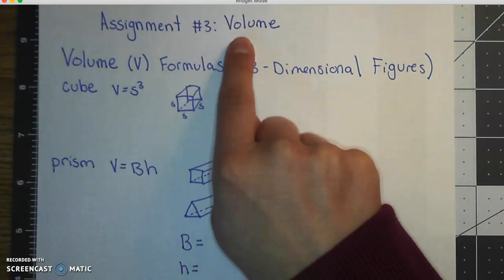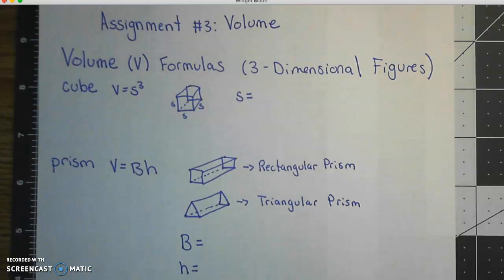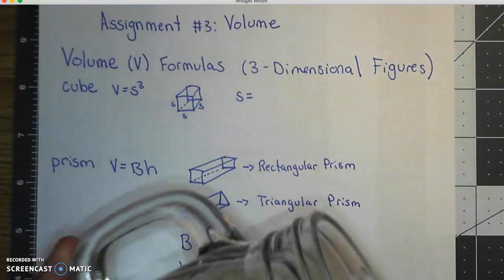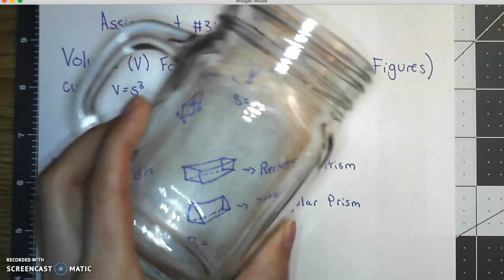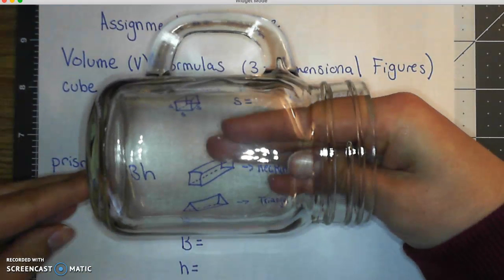Week 3, assignment number 3 is about volume. Volume is when we're talking about three-dimensional figures. So I have this cup right here. Volume is like all the space that's inside, right?